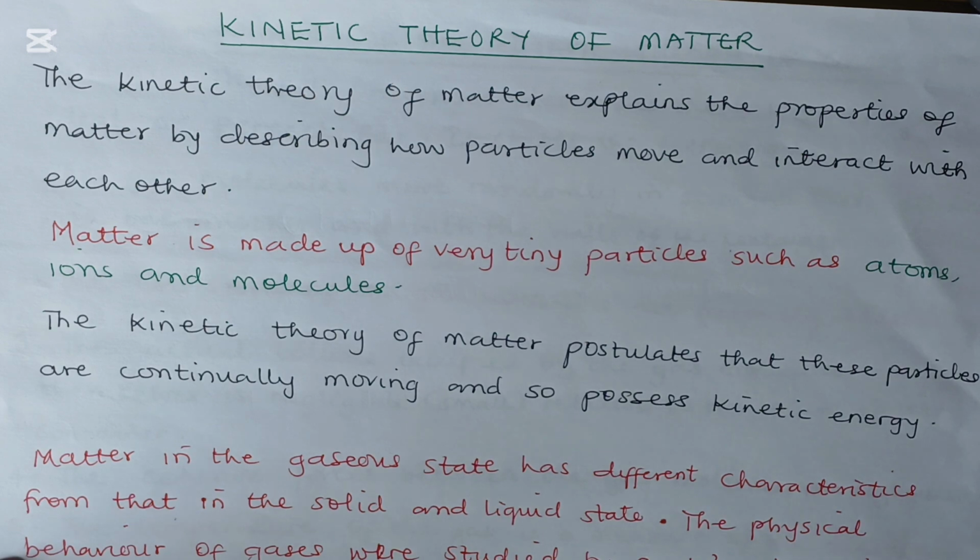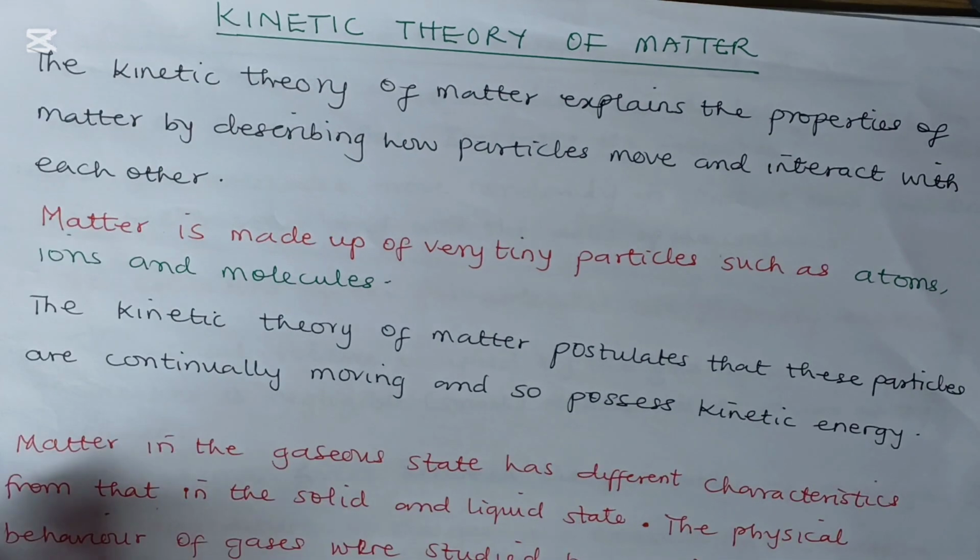Now, we all know that matter is anything that has mass and occupies space, and it exists in different forms. The most common forms are solid, liquid, and gas. And matter is made up of very tiny particles, such as atoms, ions, and molecules. If you look around you, anything around you has particles inside. They are made up of substances inside them, and that's why they have mass.